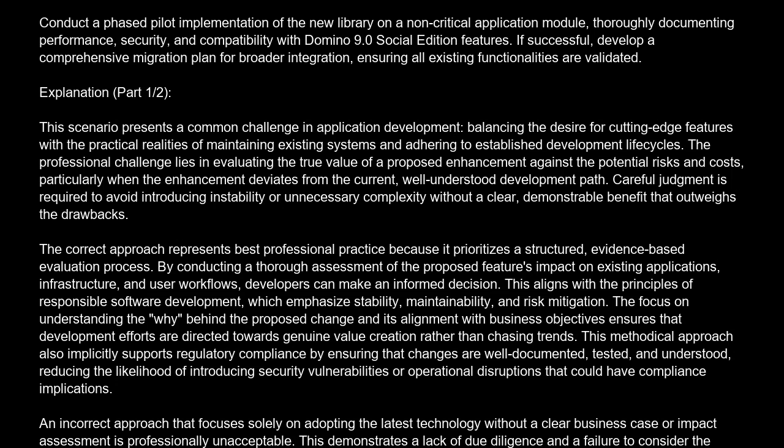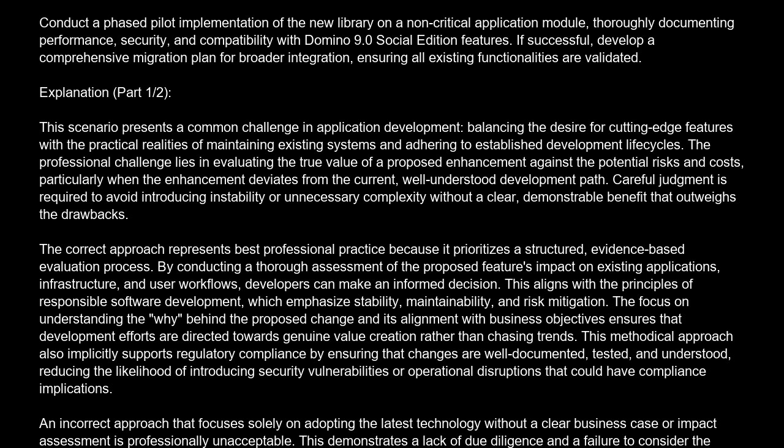Correct answer is A. Conduct a phased pilot implementation of the new library on a non-critical application module, thoroughly documenting performance, security, and compatibility with Domino 9.0 Social Edition features. If successful, develop a comprehensive migration plan for broader integration, ensuring all existing functionalities are validated.